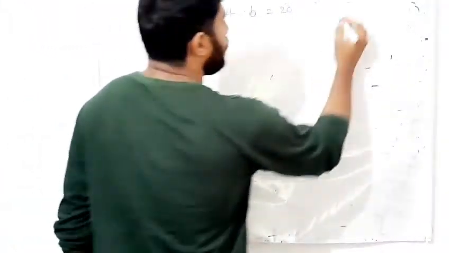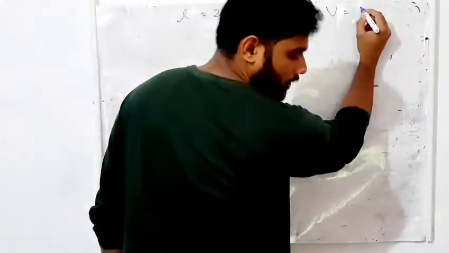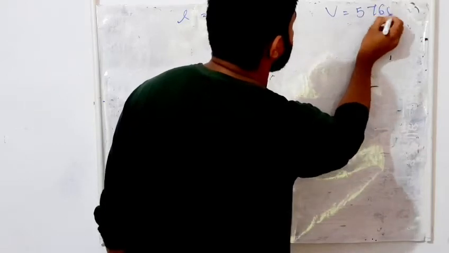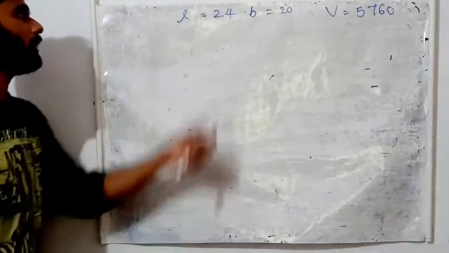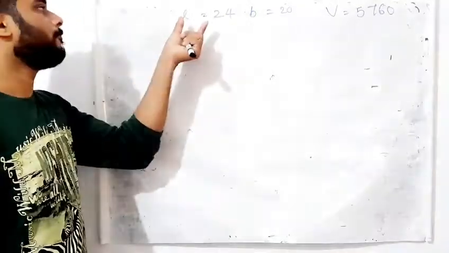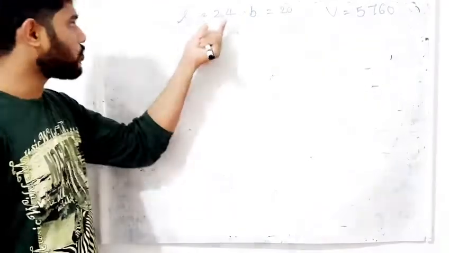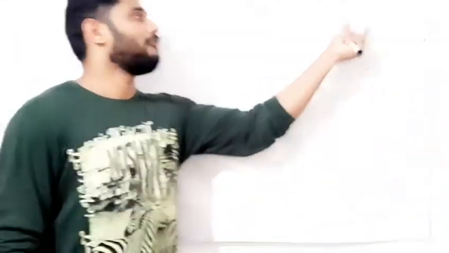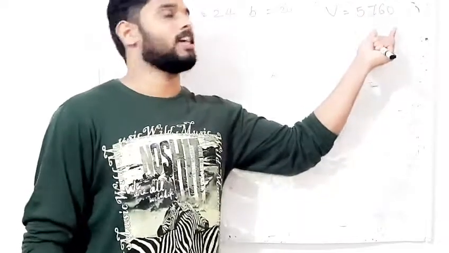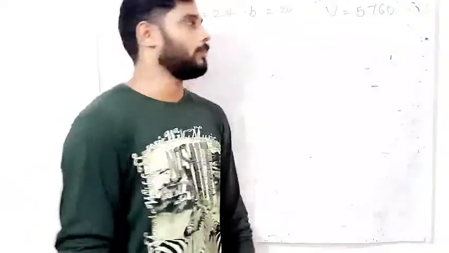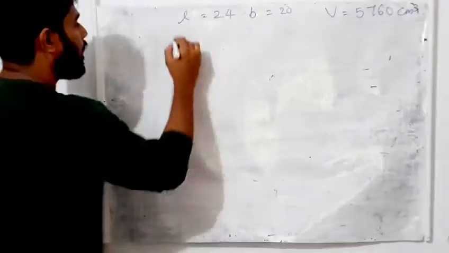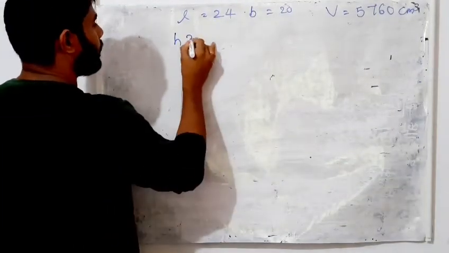Now, the volume they also gave. Given the volume is 5760. So the length of that room is 24 and the breadth is 20. The volume they have already given, 5760 cubic centimeter. Clear? What are we to find? We have to find out the height. How do we find it? Height. Okay, how can we find it? We have to find out the height.